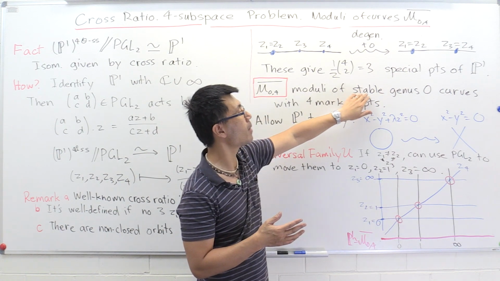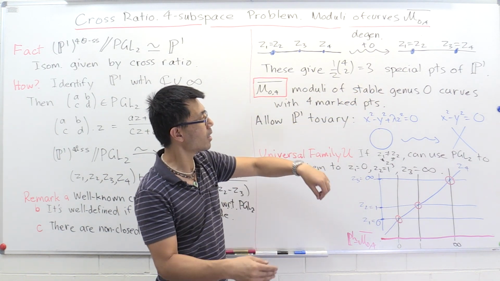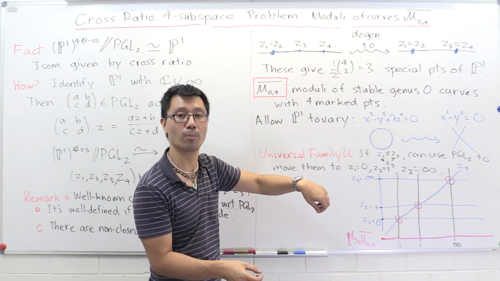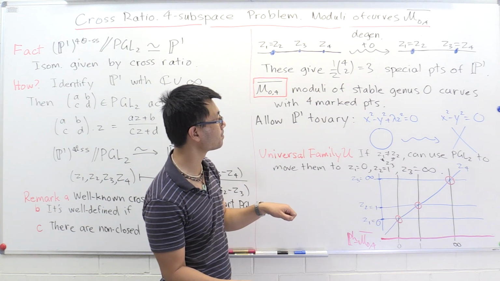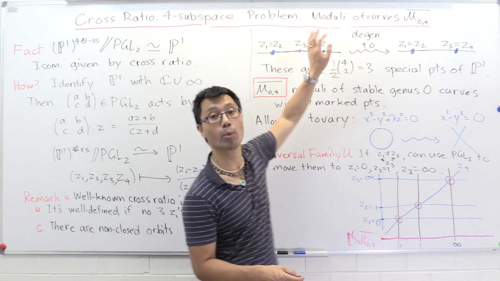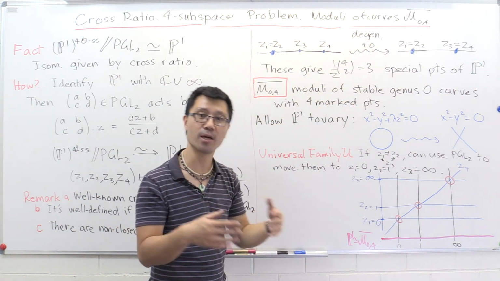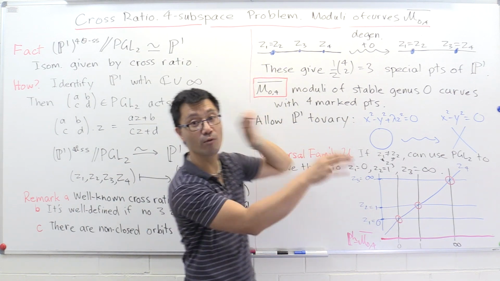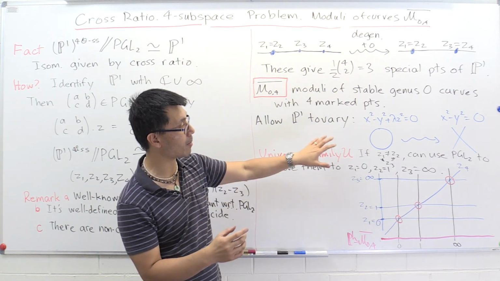Stable means that you want to make sure that on each rational component, each P1, you have at least 3 special points so that there are no automorphisms of that P1. And the key difference between what happens in this case and what we were looking at before is now we're going to actually allow the P1 to vary as well. So it's not just the 4 points that can move around. You're going to allow the P1 to vary. So let's just see what I mean by that.